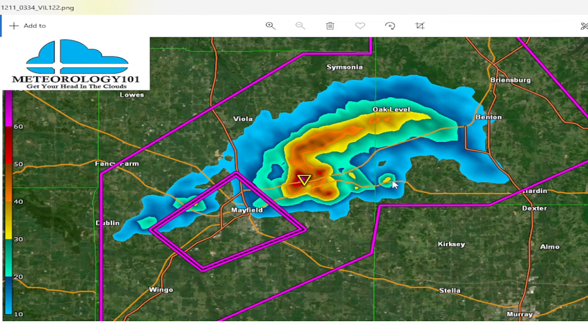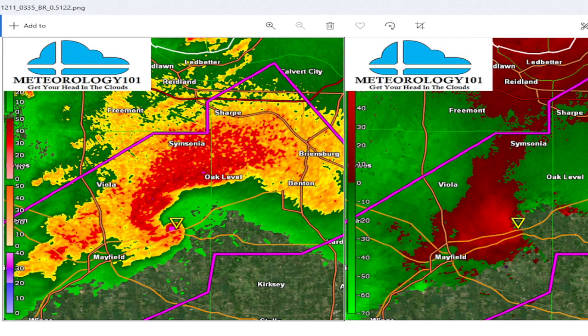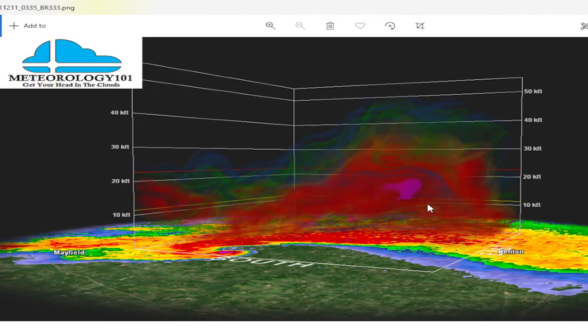Hook echo versus the velocity. You can still see the hook. Like I said, that's a textbook picture right there. And I did get some other 3D structures of this thing. You see 50 dBZ over 30,000 feet. The green and the blue, I took the light colors and just kind of shaded them. So you can see this thing was shooting all the way up to 50,000.